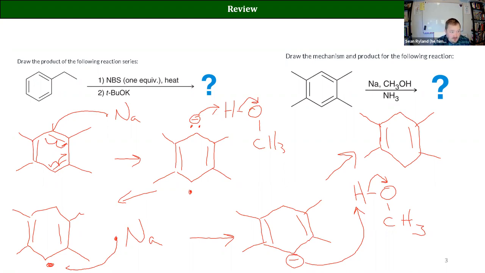And really, the first step is the trickiest part of drawing this mechanism, because you have to know where the sodium is going to put its extra electron at the beginning, and then you have to be able to draw the arrows that are going to result in your two sp3 carbons going into the right spots. From that, once you get to your first intermediate, the rest of it is all stuff we're pretty familiar with at this point.